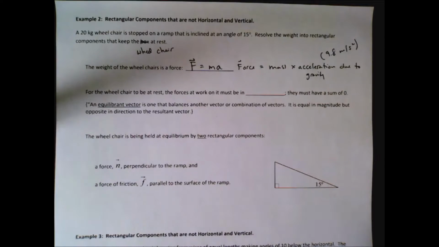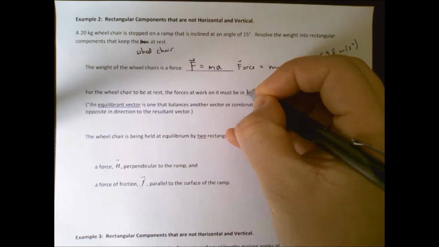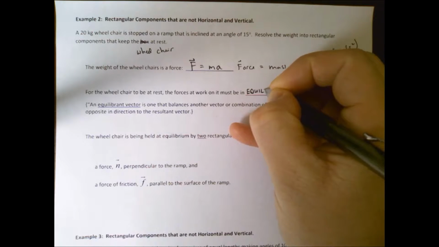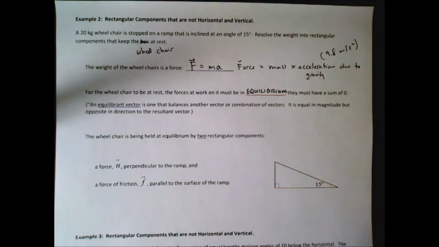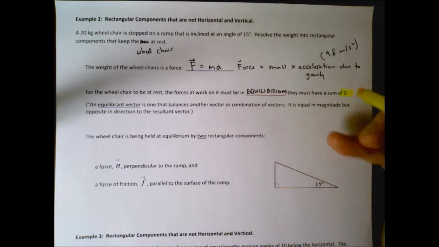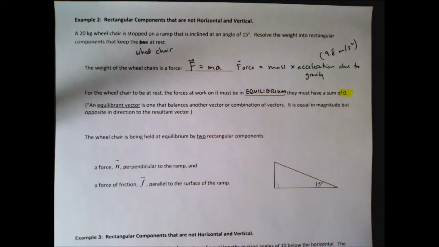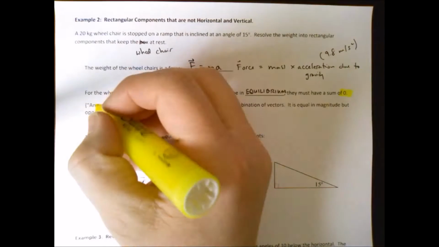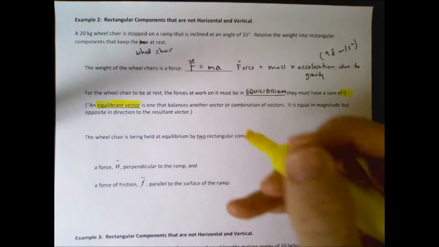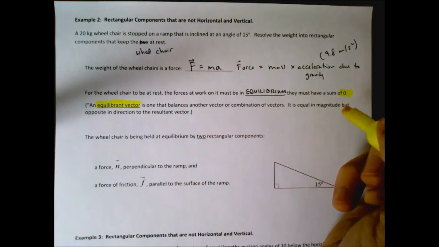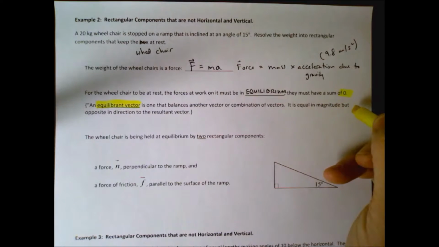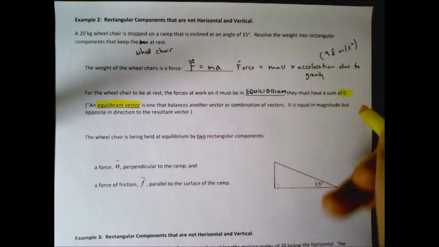For the wheelchair to be at rest, the forces at work must be in equilibrium. That means they have to have a sum of 0. When you add up all the vectors working on it, the overall vector would be the zero vector. And again, an equilibrium vector is one that balances another vector or combination of vectors. It's equal in magnitude but opposite in direction.